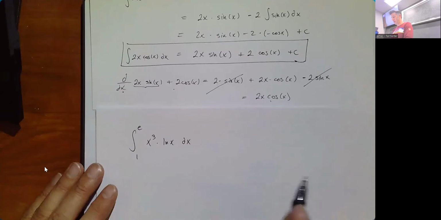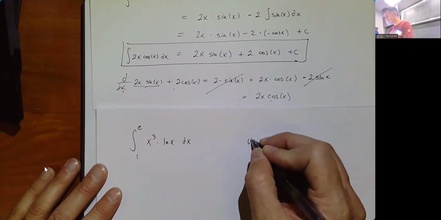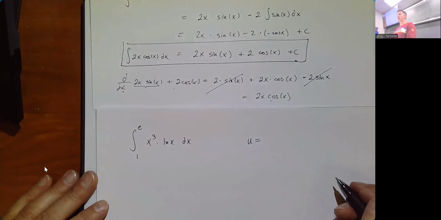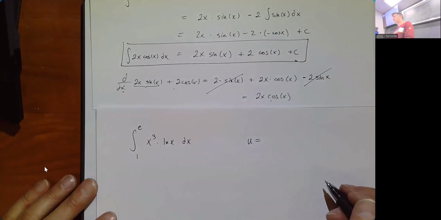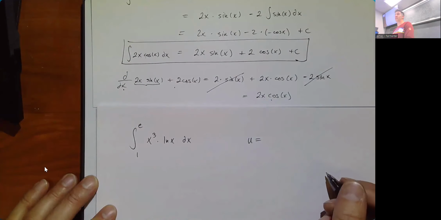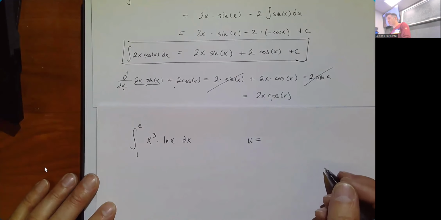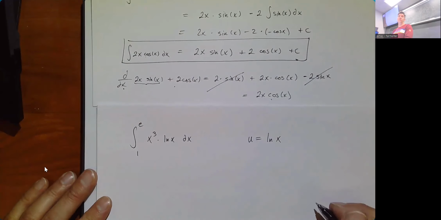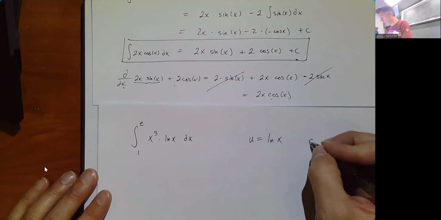So here, the choice I'm going to make for u, should I pick x cubed or should I pick natural log of x? Well, which of those is harder to anti-differentiate? We don't know what the antiderivative of natural log of x is yet, although we will next class. In fact, you have to use integration by parts to find it. So we're going to pick u equal to the natural log of x. If you see a natural log of x and you're doing integration by parts, that is almost always the choice for you. And then dv has to be the rest.